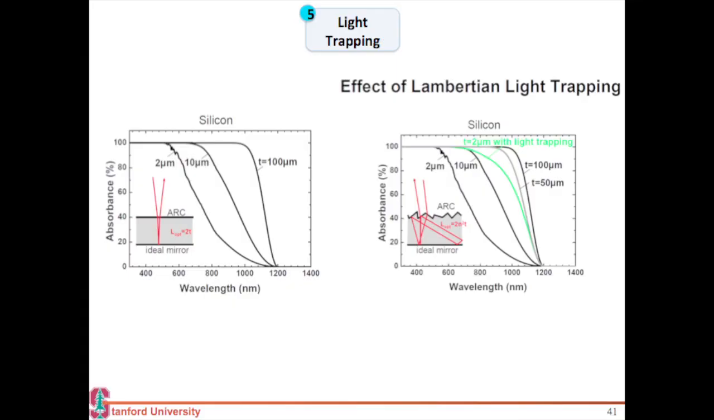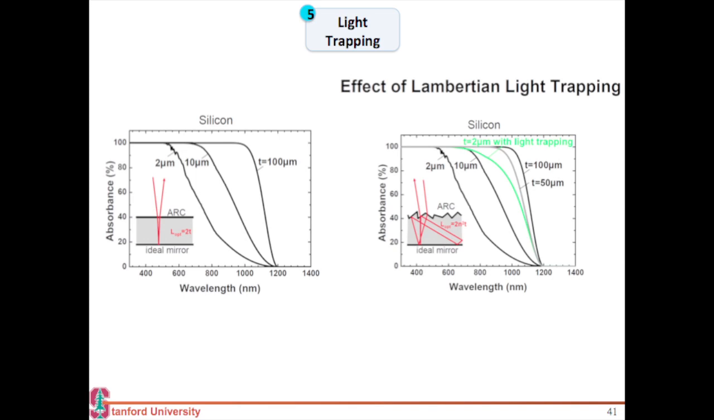And what these light trapping schemes do is that over here I'm plotting the percentage of light absorbed as a function of thickness of my cell. So as you can see, if it's a 100 micron thick cell, it absorbs all these wavelengths very nicely. If it's a 10 micron cell, it does a decent job. If it's a 2 micron cell, it absorbs all the blue wavelengths, because those are wavelengths silicon is very good at absorbing.